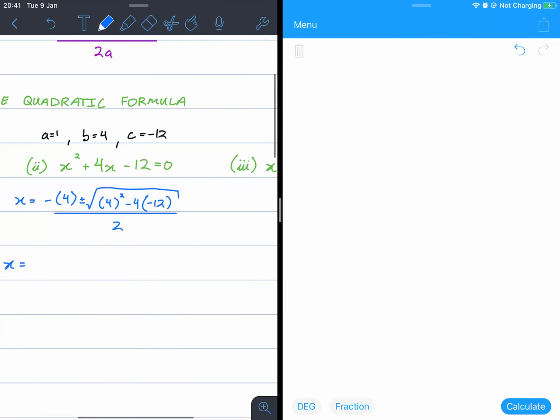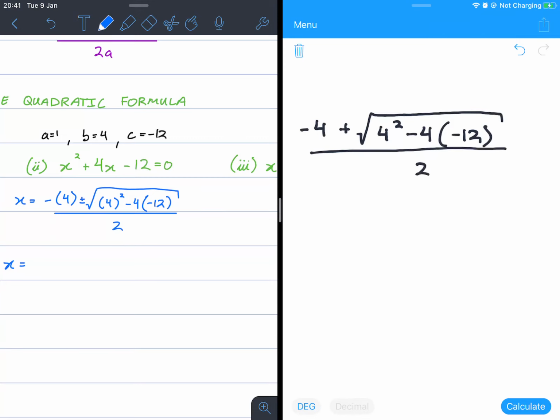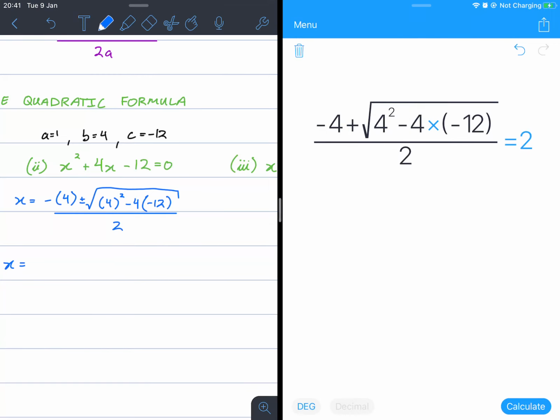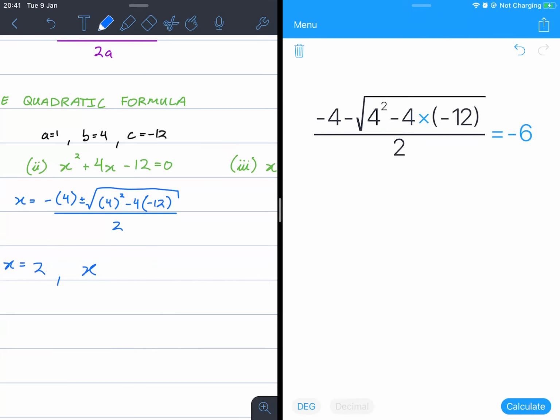Once again, let's just use the calculator and get our two solutions. Negative 4, I'm going to take the positive for this one, plus the square root of 4 squared minus 4 times negative 12, all over 2 times 1, which is 2. The first answer I'm going to get is x equals 2. And now we're going to take the negative, exact same thing but with the negative, x equals negative 6.